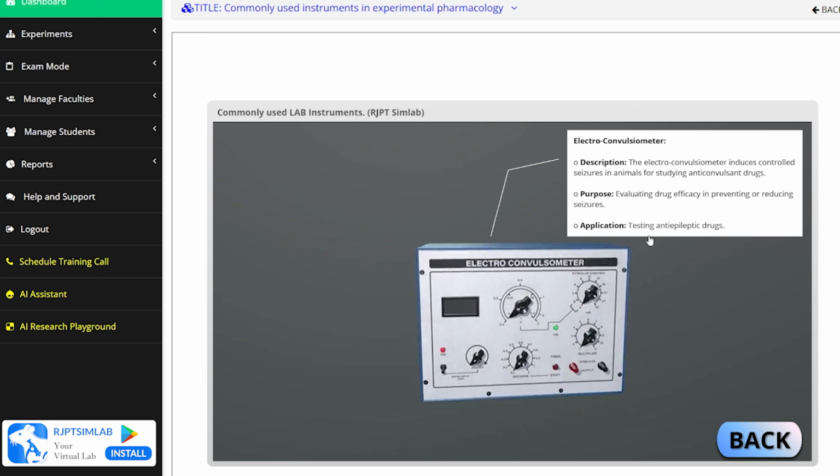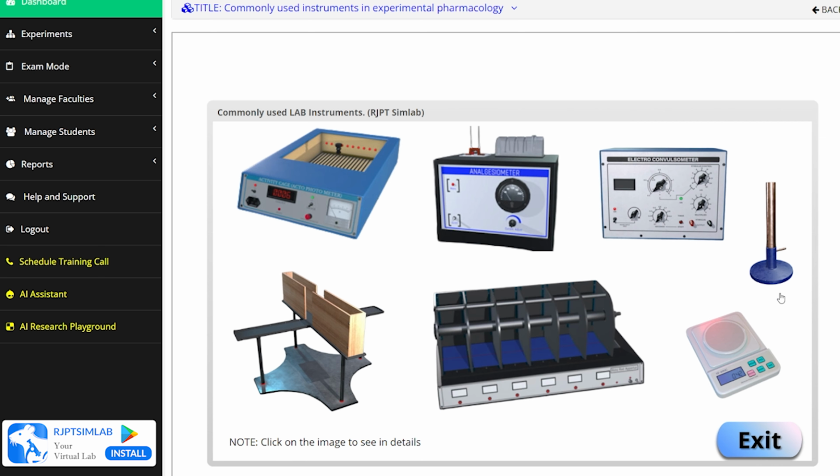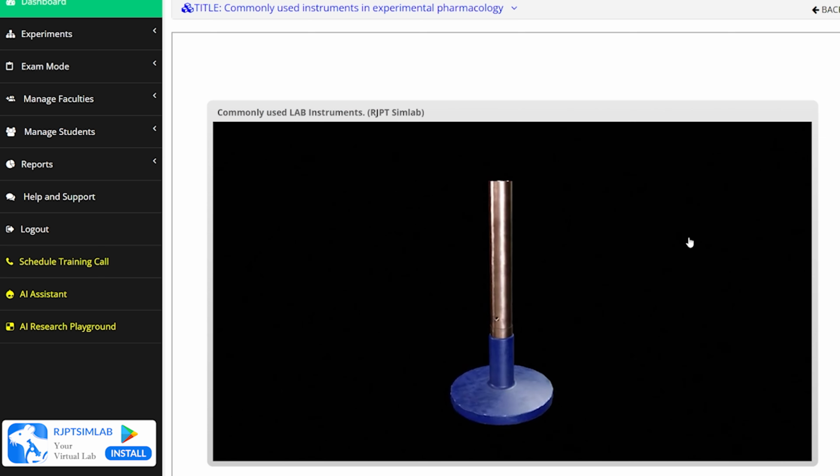The application is testing anti-epileptic drugs. This means this device is majorly used for anti-epileptic drug effectiveness testing. Now let's move on to our fourth instrument, which is our laboratory burner. The laboratory burner is used to generate flames and heat.